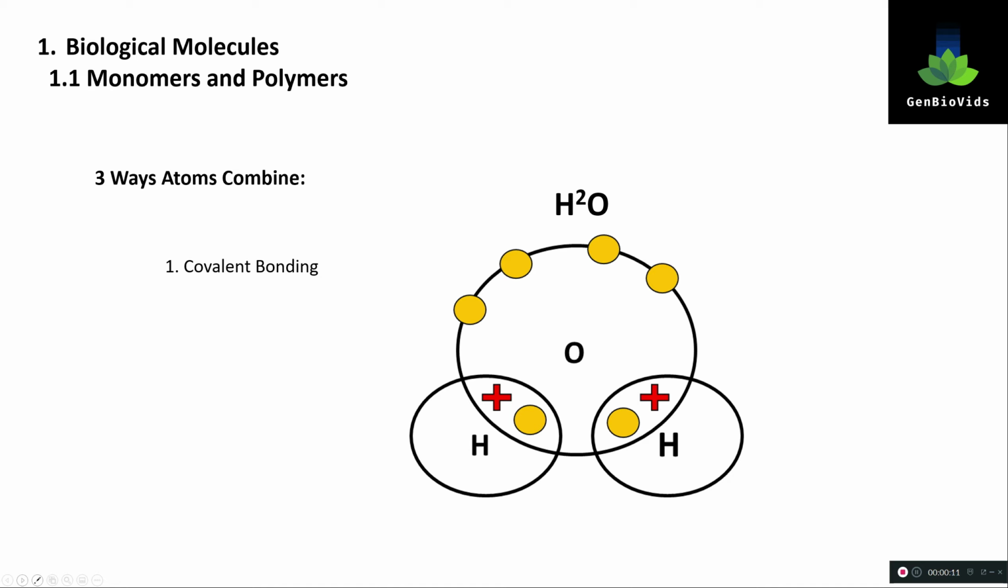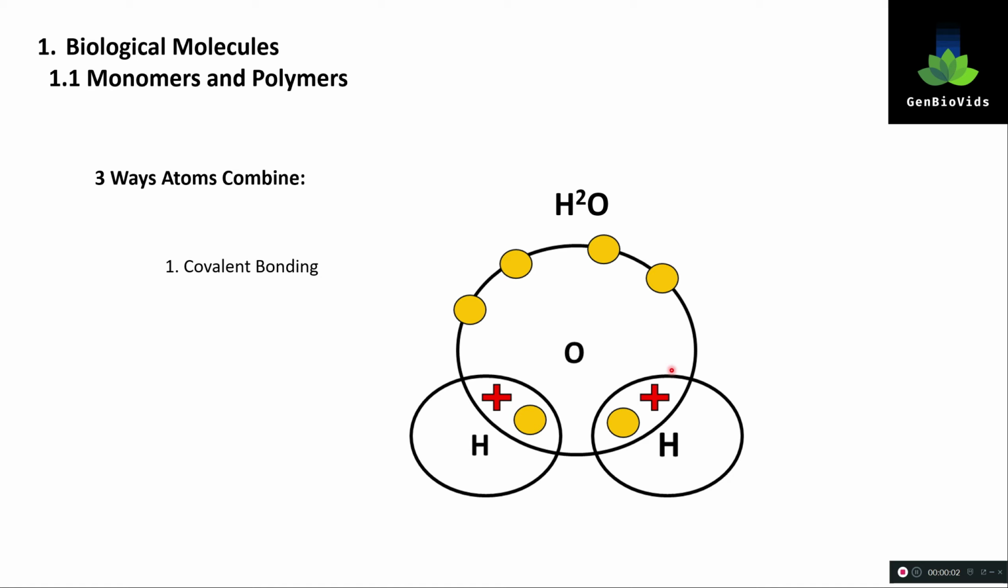There are three ways which atoms can combine. The first is covalent bonding. The molecule seen here is a single water molecule, or H2O. You can see that the two hydrogen atoms share electrons with this oxygen atom.